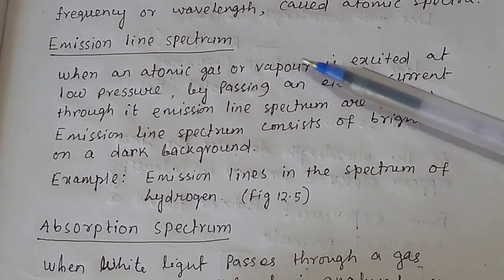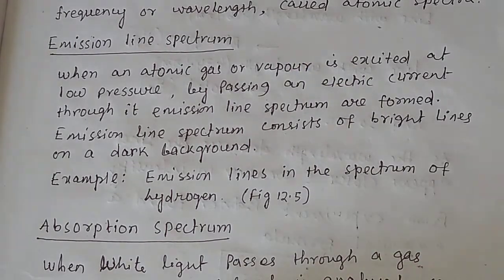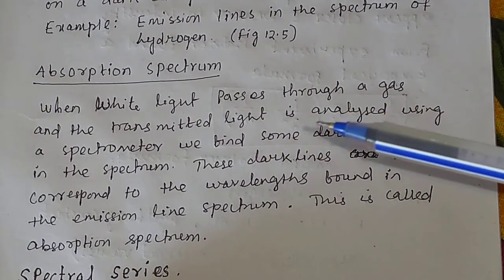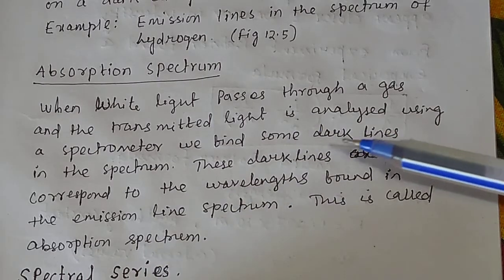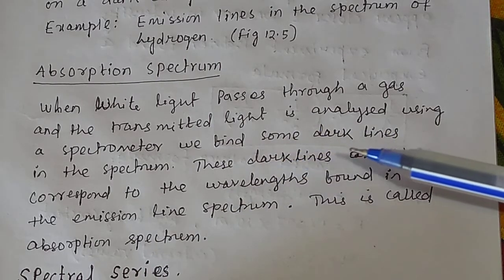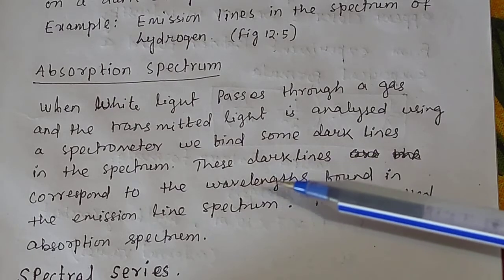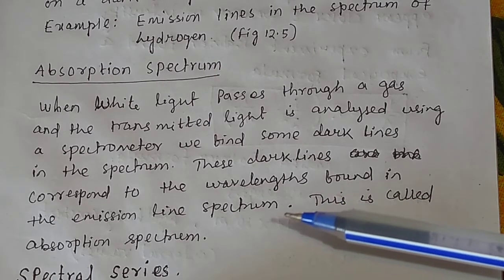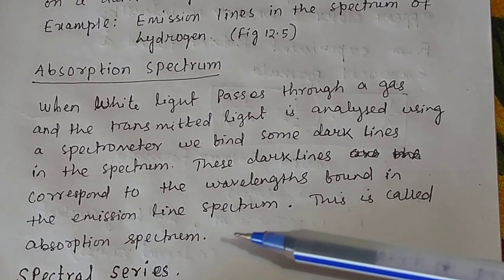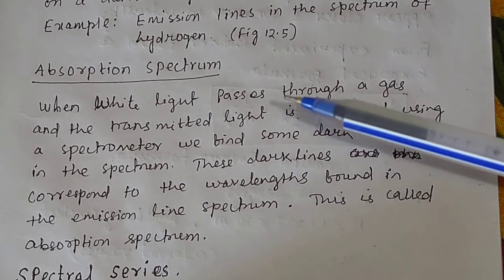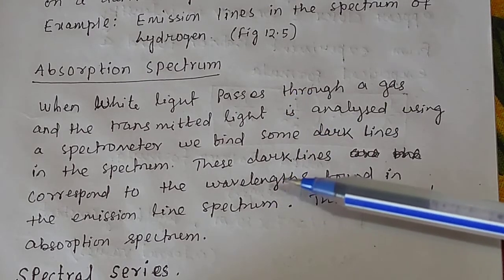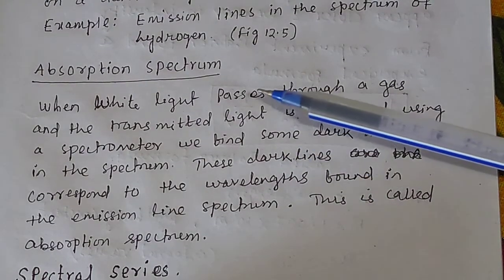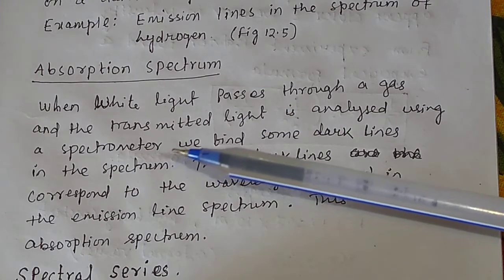Then what is absorption spectrum? When white light passes through a gas and the transmitted light is analyzed using a spectrometer, we find some dark lines in the spectrum. These dark lines correspond to the wavelengths found in the emission line spectrum. This is called absorption spectrum. So basically absorption spectra are dark lines, and we generally analyze absorption spectra with the help of a spectrometer.